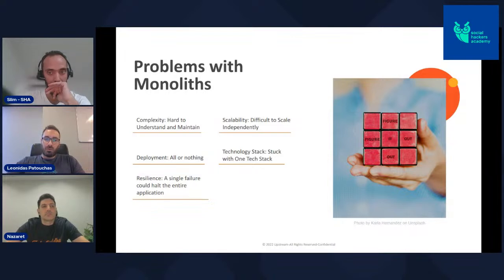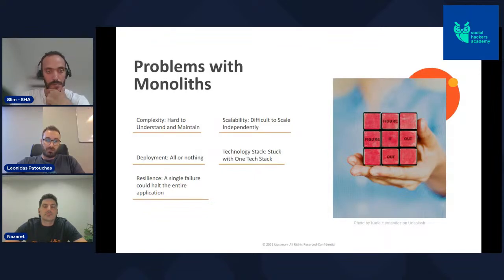Moving to deployment, as you can understand, since we have one single application, we will deploy everything or nothing. And having this setup, if we have an issue in a minor functionality that is not that important and our application cannot start, it will prevent the full application from working. This might lead to downtime that in other cases, let's say in a microservice setup, could have been prevented.